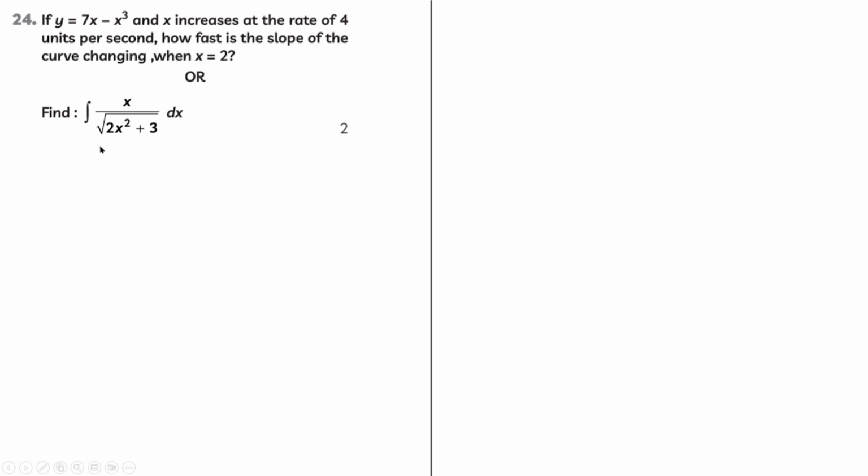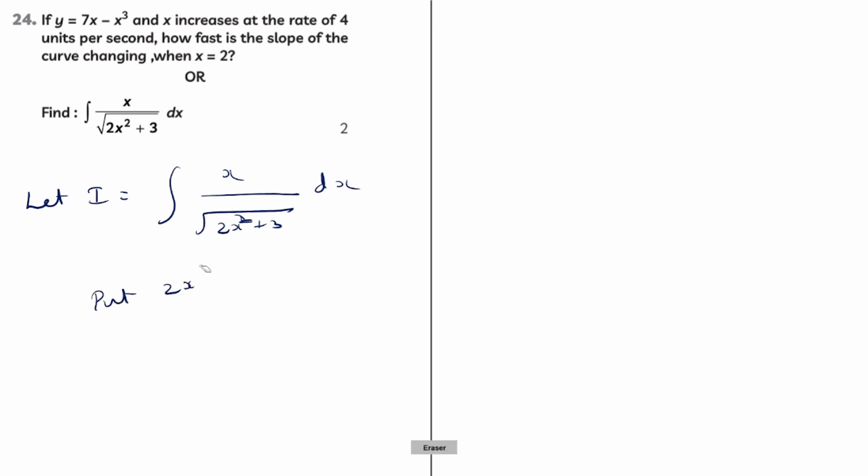Now we will see the R part. Find integral x by root of 2x square plus 3 dx. So this is a relatively easy question. We can find the integral very easily. Let I equal to integral x by root of 2x square plus 3 dx. Now let us put 2x square plus 3 as t, so that we get 4x dx as dt, or we have x dx as dt by 4.